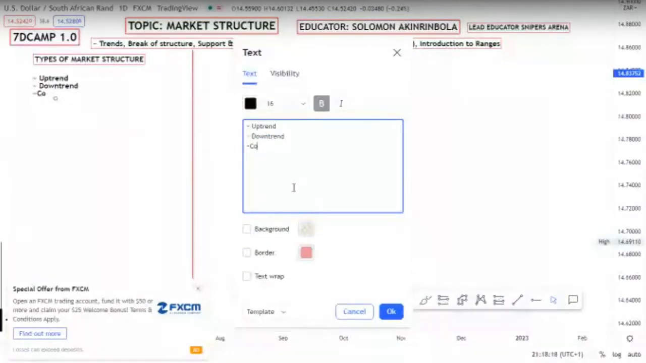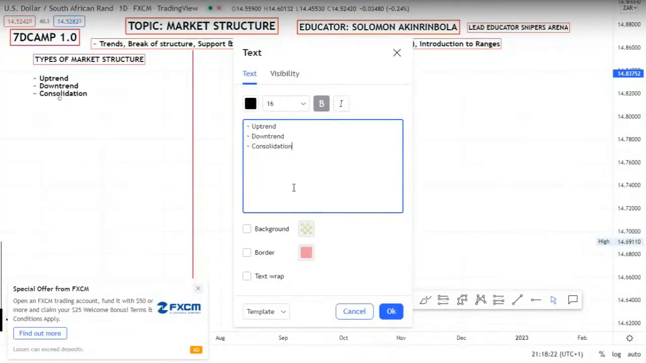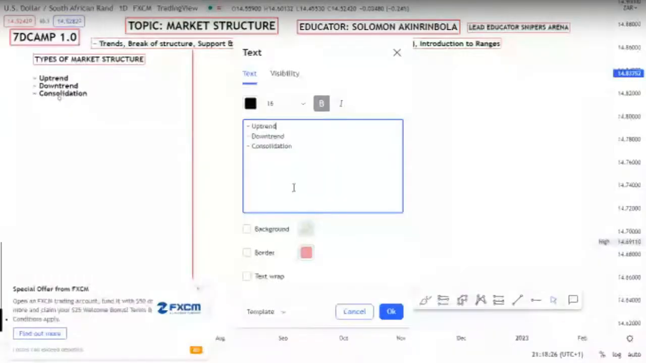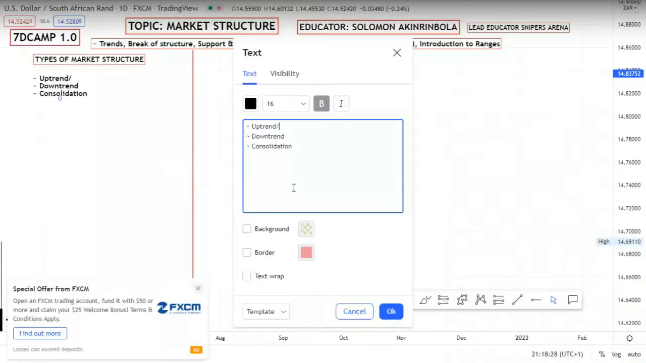All right. Okay, so we have the uptrends. Possibly we can also call it the bullish run. Yeah, bullish. We have the downtrend. Possibly we can also call it the bearish.